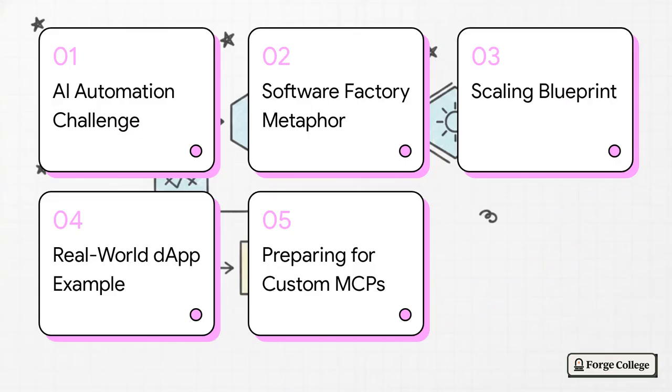Okay, let's dive right into this. Here is our factory floor plan for today. First, we'll tackle the AI automation challenge. 2, we'll introduce the software factory metaphor. 3, we'll walk through a step-by-step scaling blueprint. 4, we're going to apply it all to a real-world Solana dApp example. And finally, number 5, we'll get prepared for custom MCPs.